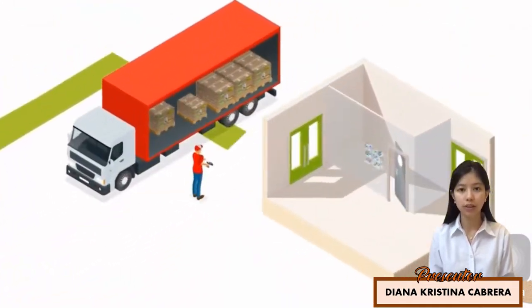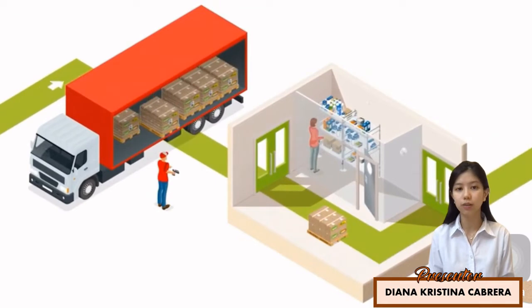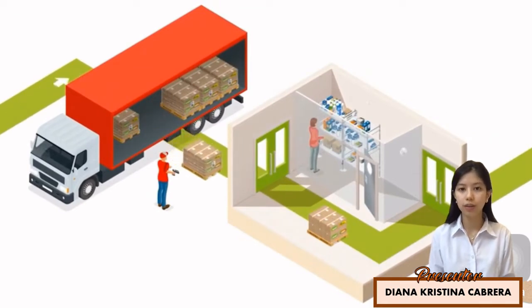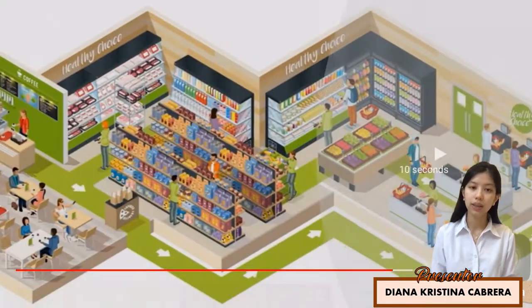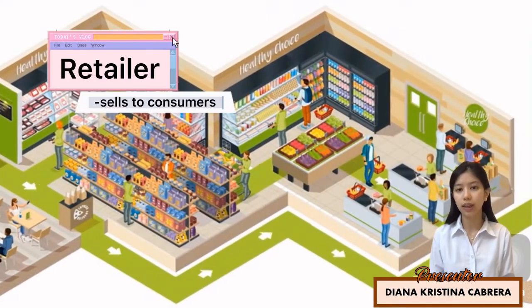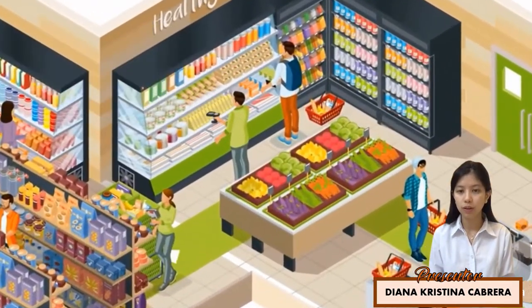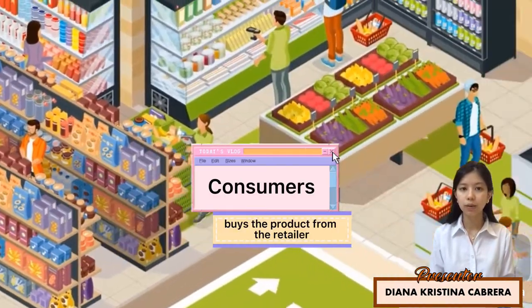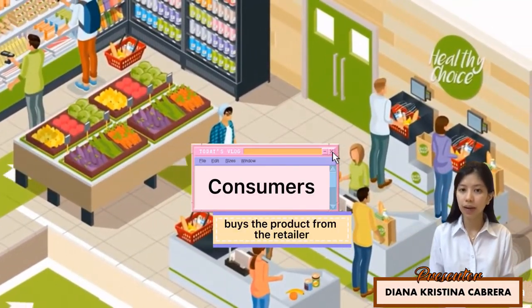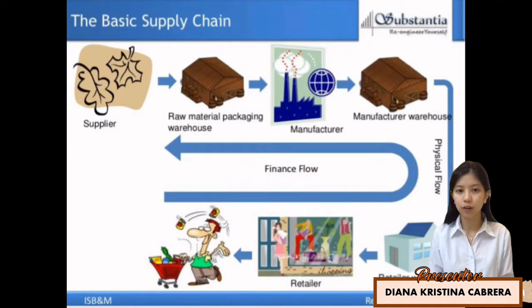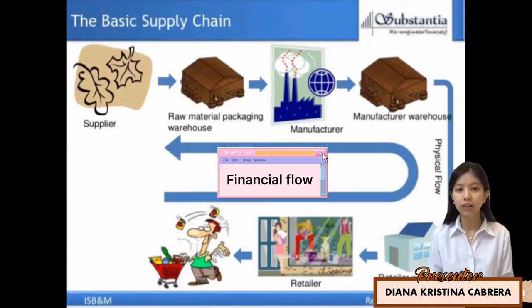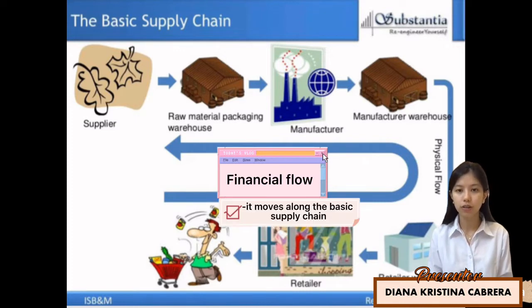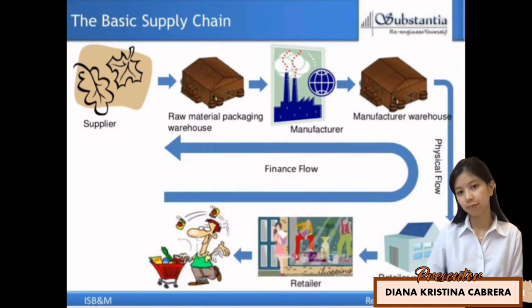Afterward, it goes to a distributor that wholesales the finished product, which is next delivered to a retailer warehouse, also called the physical flow. The retailer then sells the product in a store to consumers. Once the consumer buys it, this completes the cycle. It's the demand that then goes back and drives the production of more raw materials, and the cycle continues. The financial affairs move along with the process of the basic supply chain.